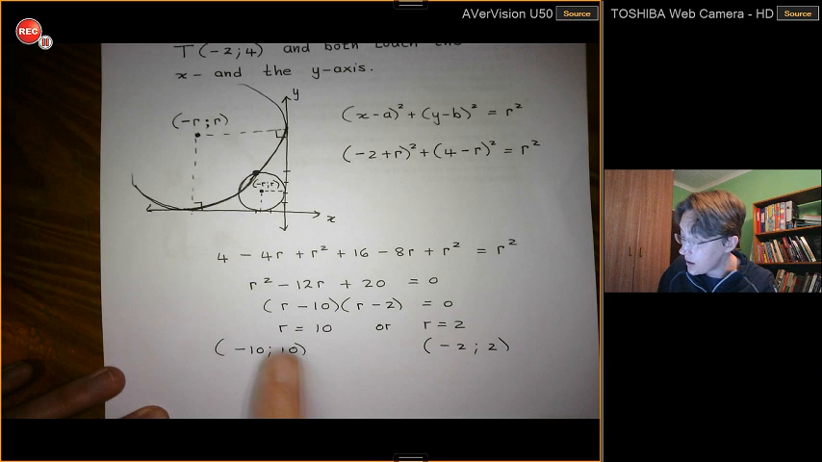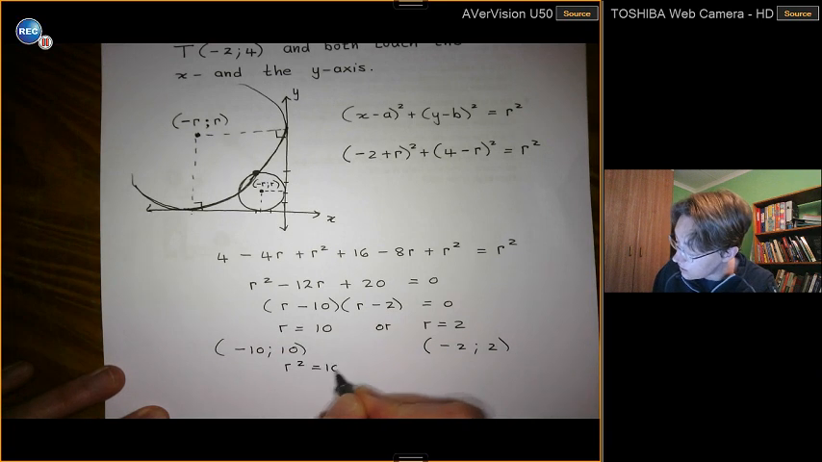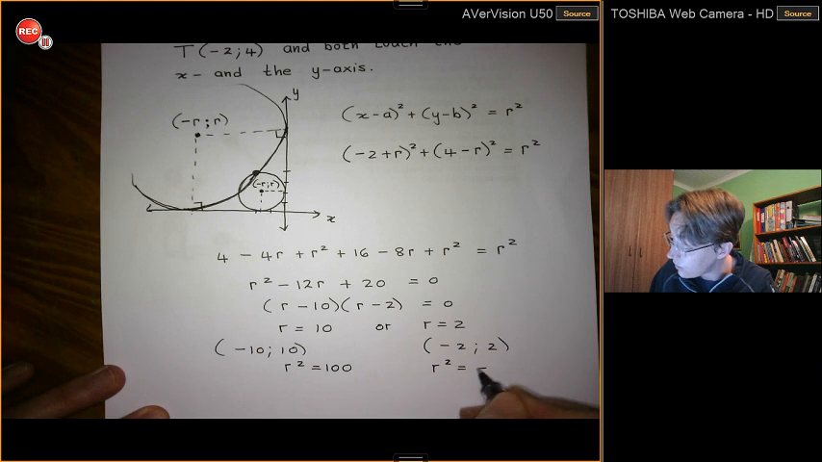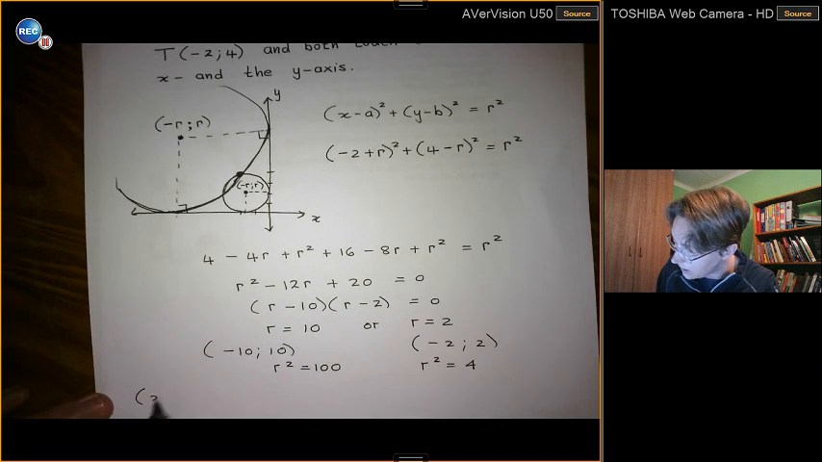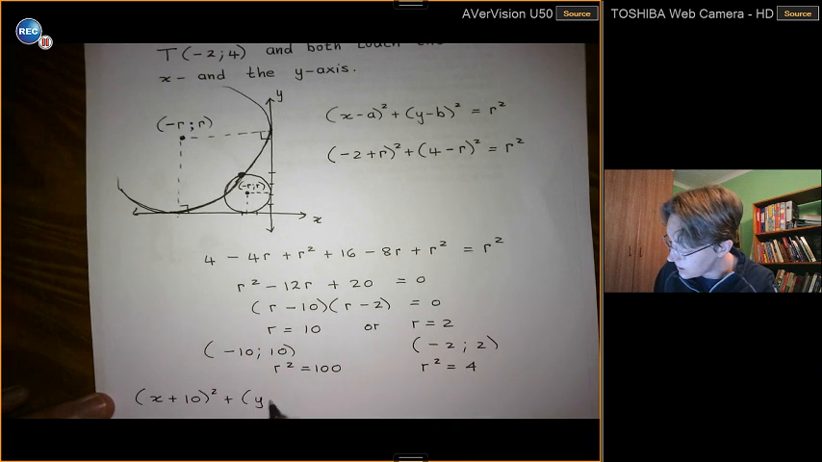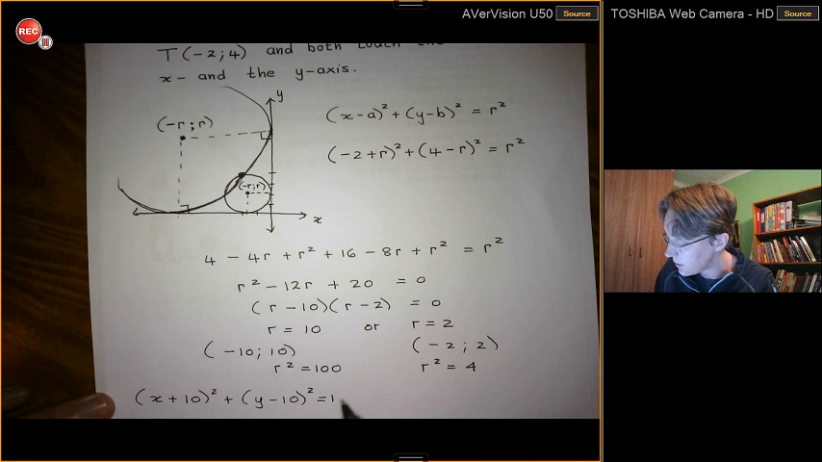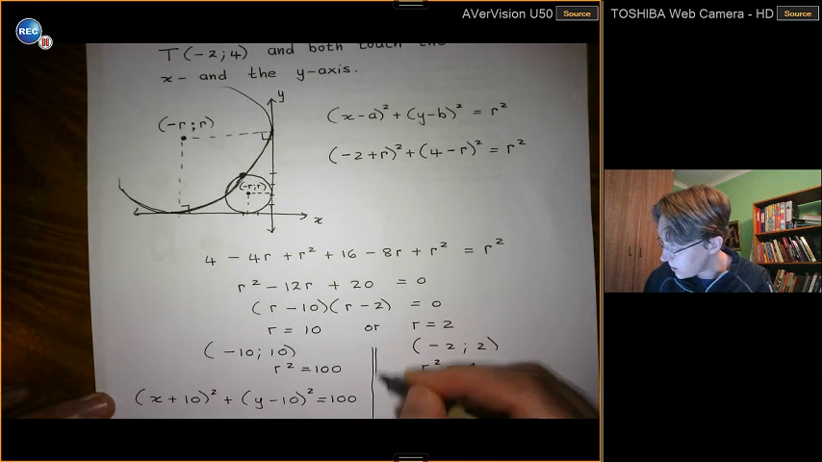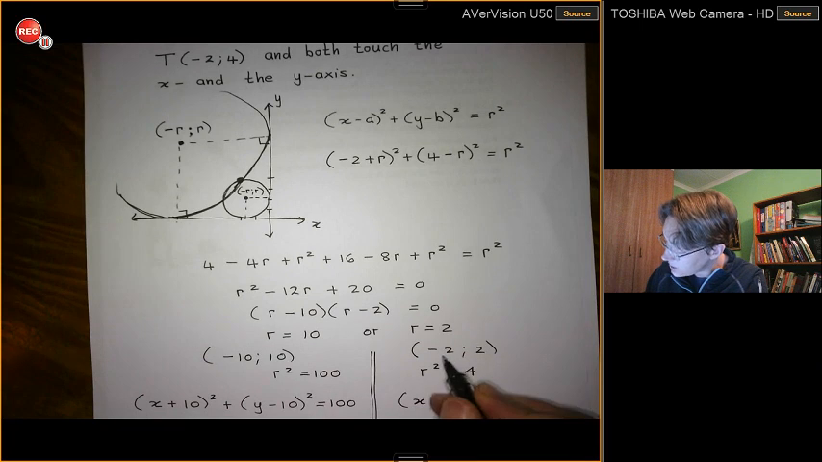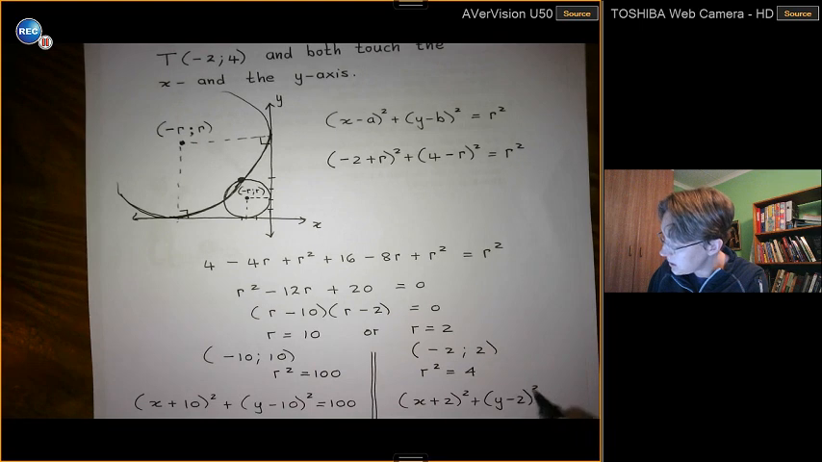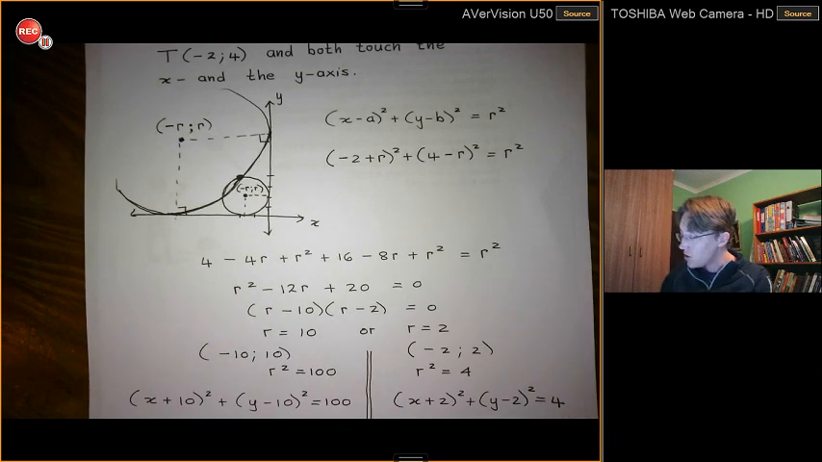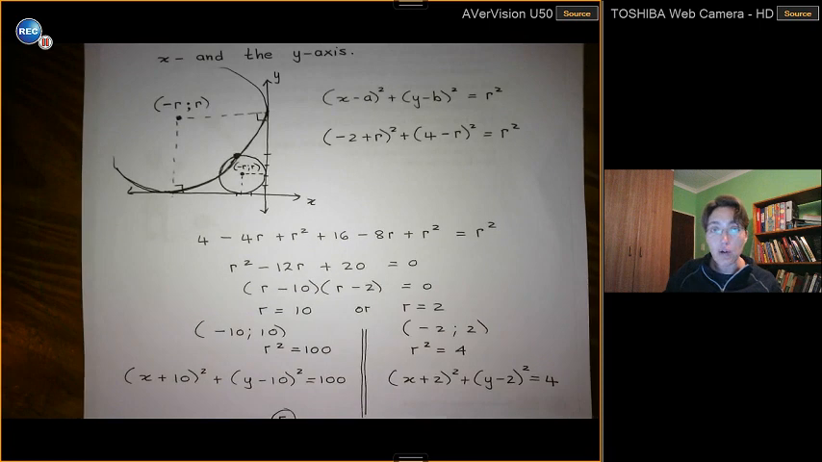And the radius squared is going to be 100 over here, and the radius squared is going to be 4 over here. So this circle is then going to be (x minus negative 10), so (x plus 10) squared, plus (y minus 10) squared is equal to 100, because that's equal to r squared. Or the second circle is going to be (x plus 2) squared, plus (y minus 2) squared is equal to r squared, which is equal to 4. So a super complicated question actually becomes very easy and straightforward if you just know this simple little bit of information about when a circle touches the axes.